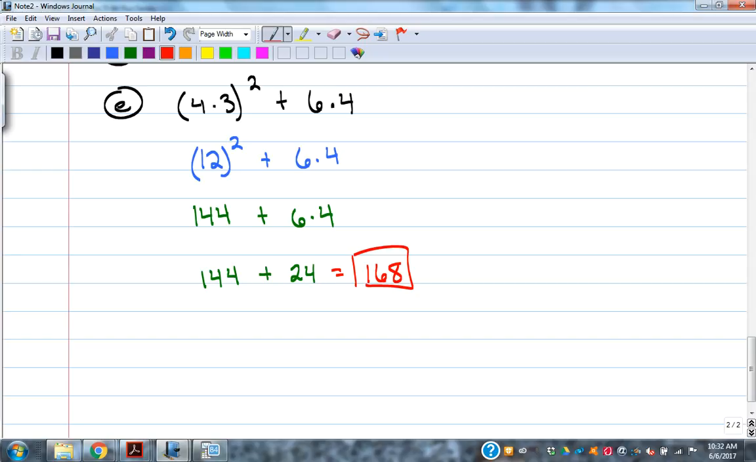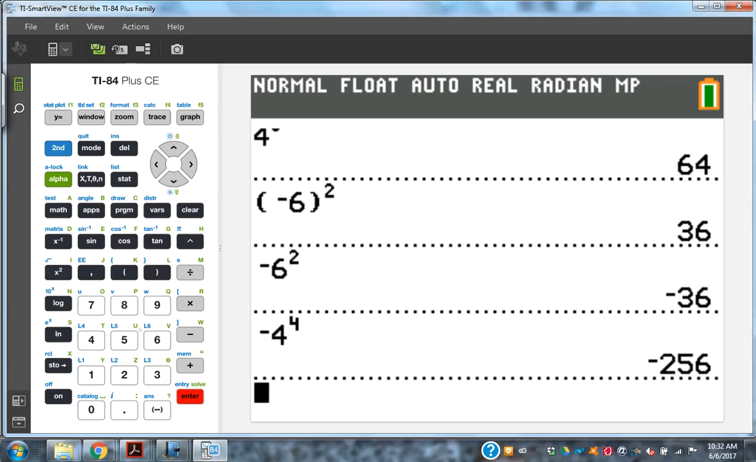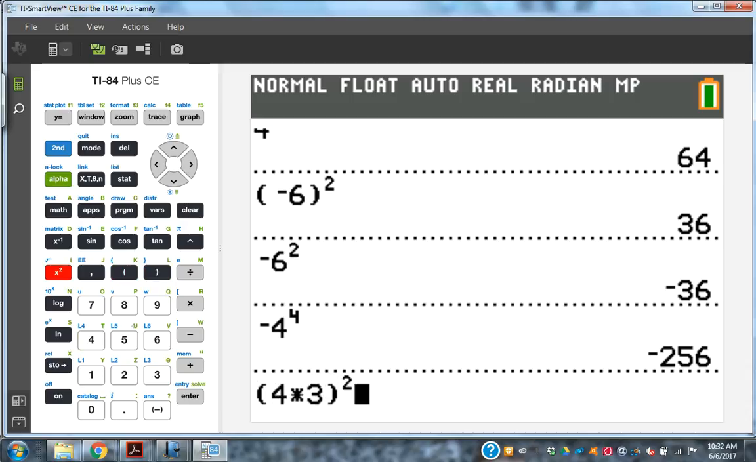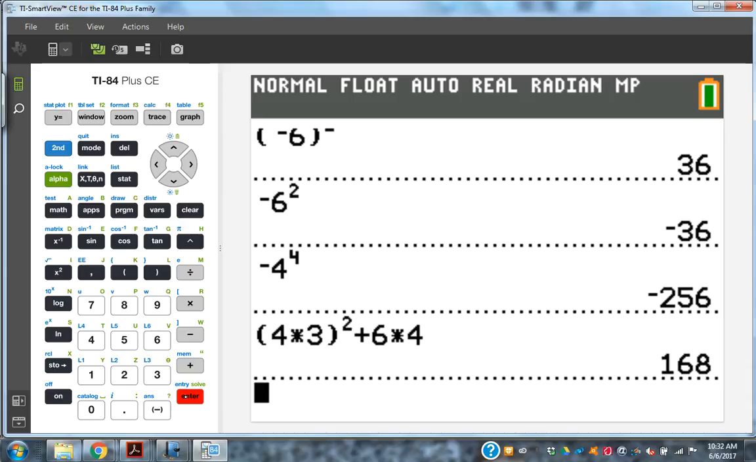And I'm going to go back to the calculator, go to the original problem, and type it in and show you that your calculator really does follow these order of operations perfectly. Parentheses 4 times 3 squared, and then plus 6 times 4. 168. Exactly the same thing I got. It just followed the order of operations for me.